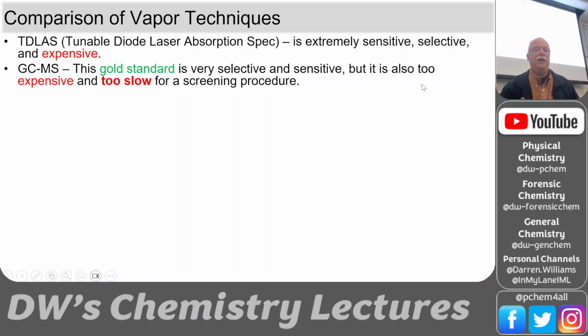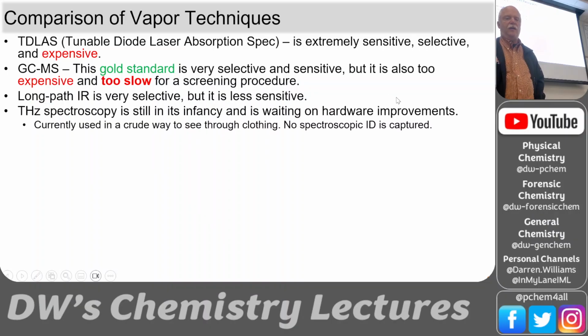GCMS is the gold standard, but it's way too slow. TSA for airline screening wants there to be 6 seconds per bag. So think of that. That's not long at all. So the swipes, they wipe the bag and they put it in the machine. It needs to give a yes or no in terms of risk in 6 seconds. And so that's too fast for GCMS. We could have long path IR. It's less sensitive, but it's very selective.